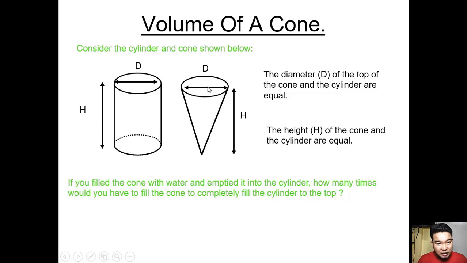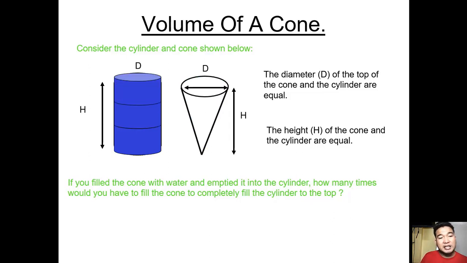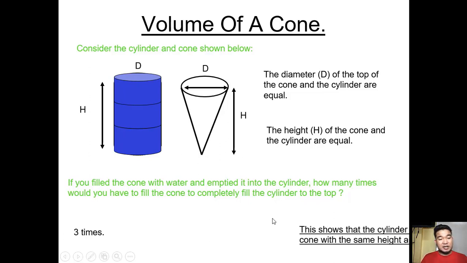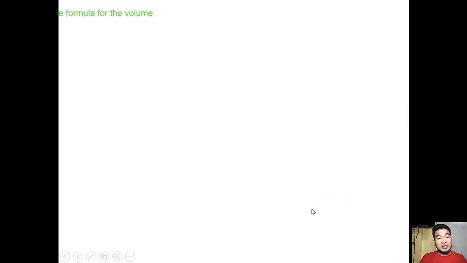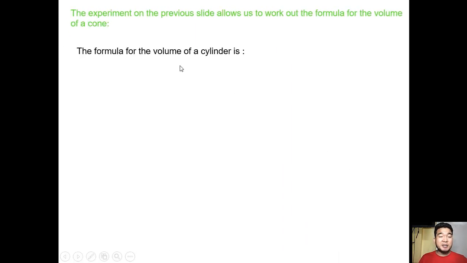Ayan, pag daw nilagyan natin ito ng tubig at sinali natin dito sa cylinder, ilang beses daw kaya tayo magsasalin para mapuno ang cylinder na ito? Yan, so sinali natin 1, then 2, and then 3. Ibig sabihin, 3 beses ang laki ng cylinder na ito with the same diameter and height to this cone with the same diameter and height. So 3 times. Ano? This shows that the cylinder has 3 times the volume of a cone with the same height and radius.